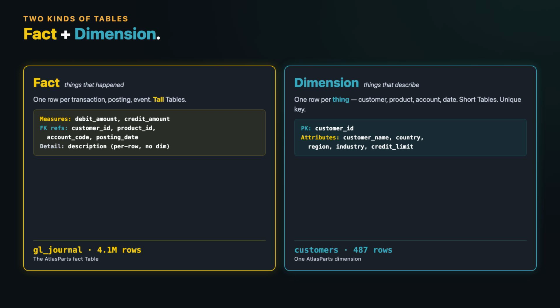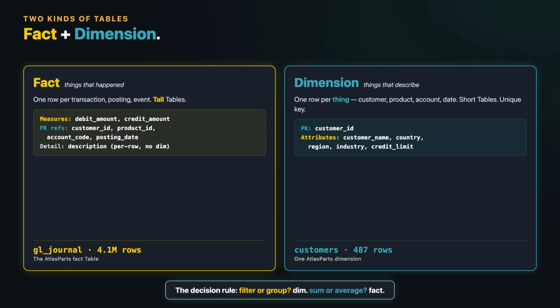Dimension tables hold the descriptions. 1 row per thing, 1 customer, 1 product, 1 account, 1 date. Each row has a unique key and a few descriptive attributes. The decision rule when you're unsure. If you'll filter or group by it, it belongs on a dimension. If you'll sum or average it, it belongs on the fact.